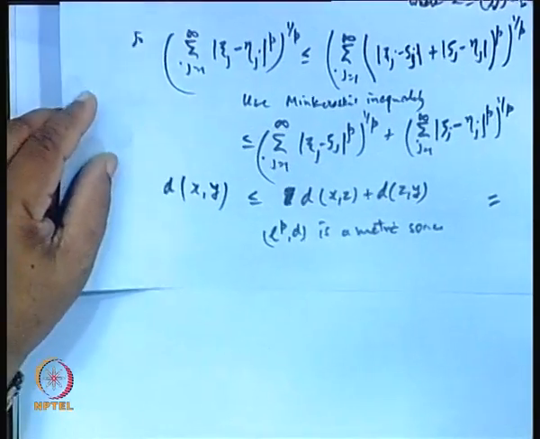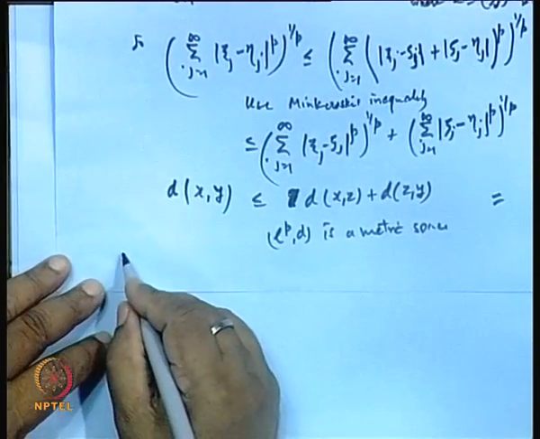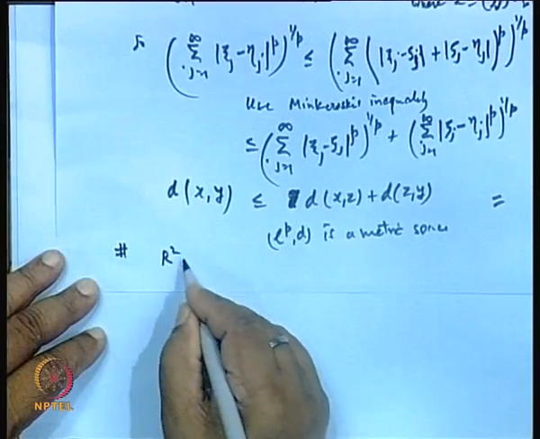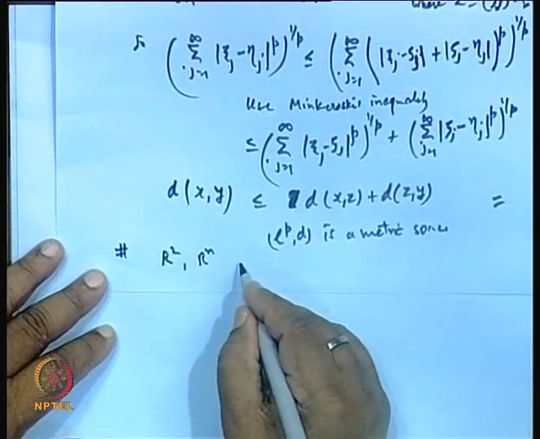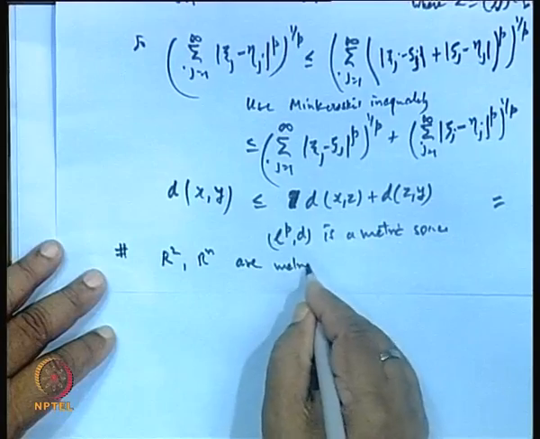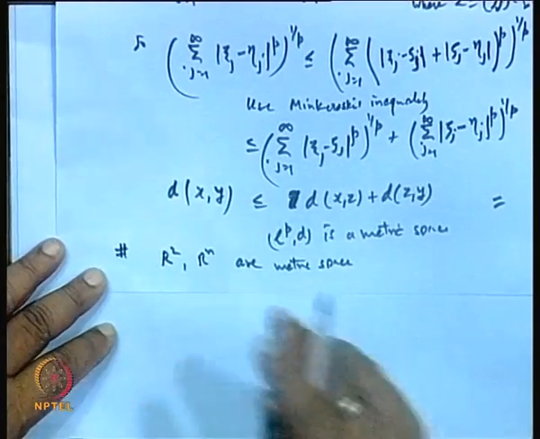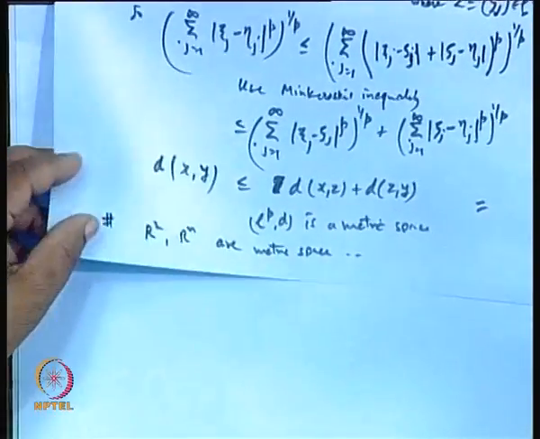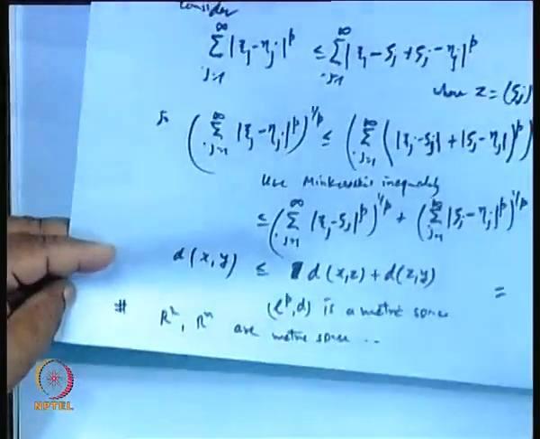Now, as a consequence, we can also say R 2, R n, these are all metric spaces under the metric defined earlier. So, we need not go into detail, but this will follow.